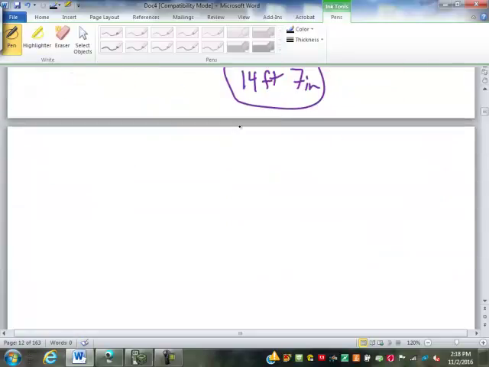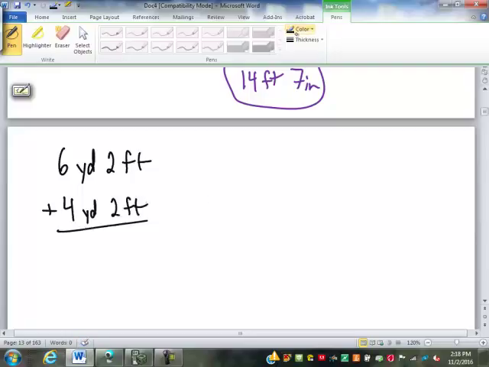We might have 6 yards, 2 feet, plus 4 yards and 2 feet. How many feet are in a yard again? 3. Good. So we do 2 feet plus 2 feet, and we get 4 feet.